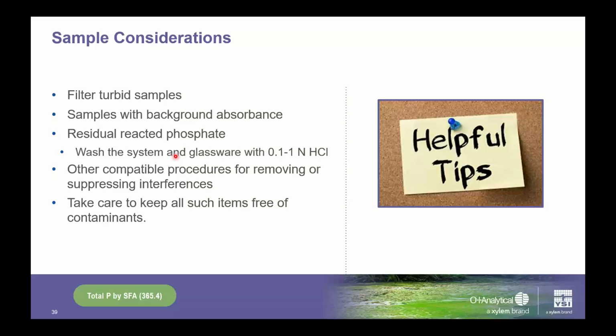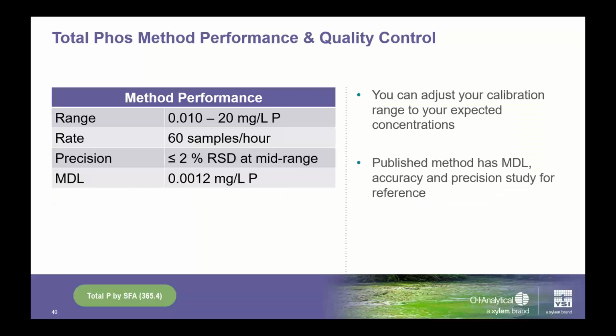I recommend using at least one normal hydrochloric acid. Back in the day, we used to use nitric acid for this, but I think people don't want to dump that into their plumbing as much as we used to. And there are other compatible procedures for removing or suppressing interferences. So this is a more contamination sensitive method. I think that is all I wanted to mention on that.